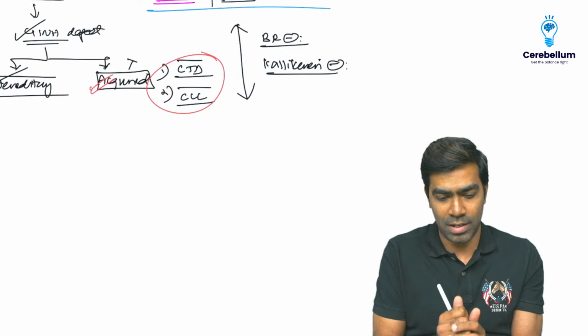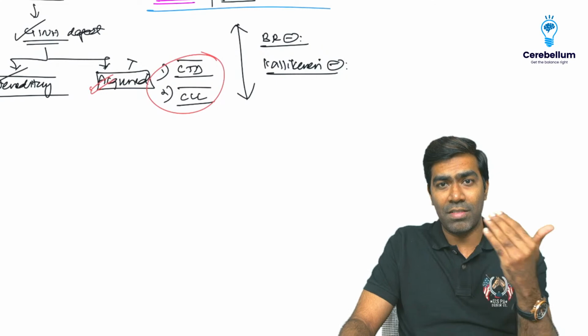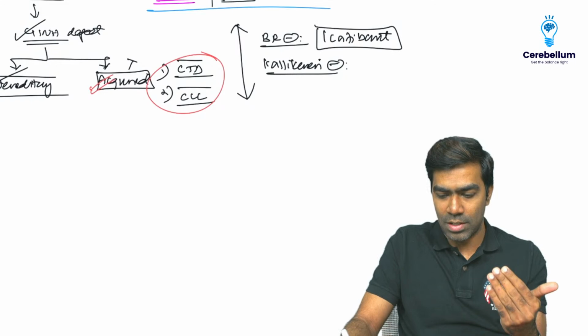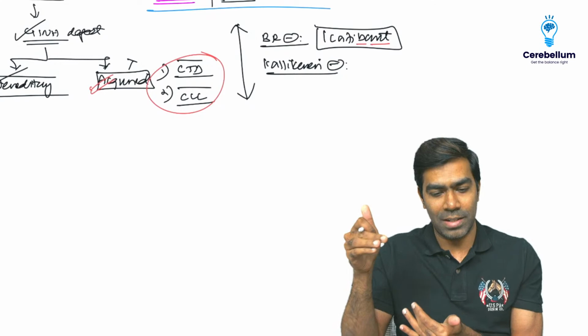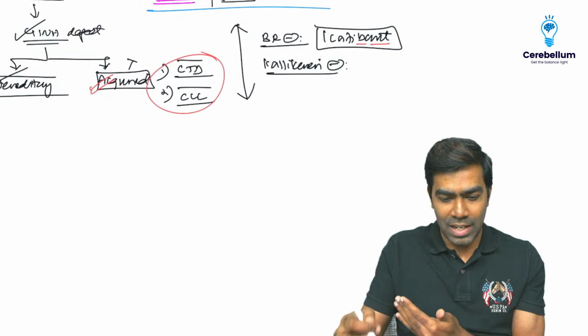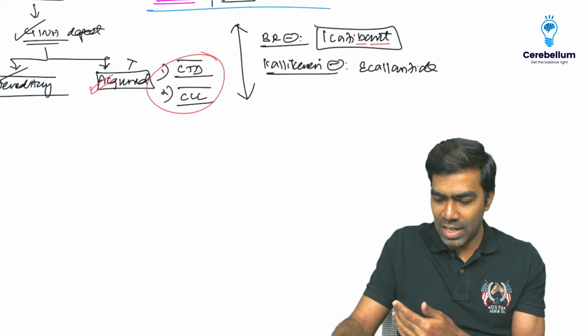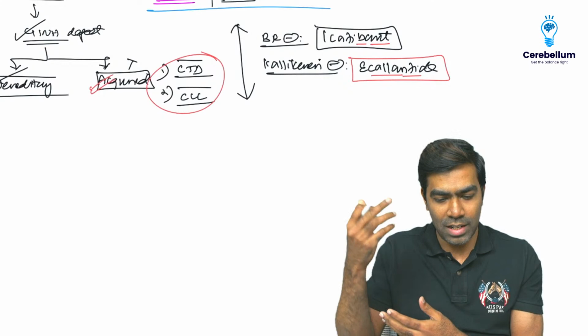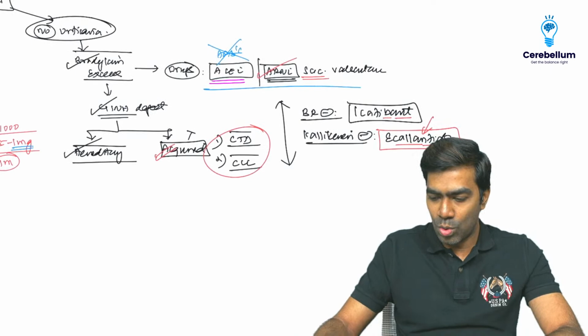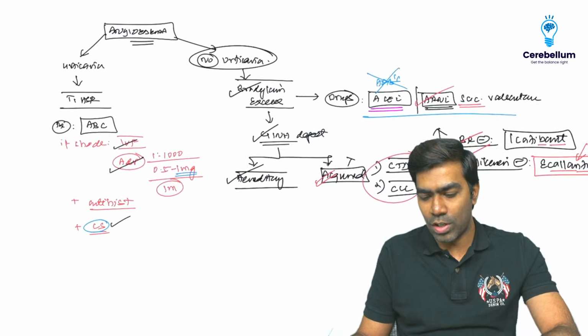So what is a bradykinin receptor inhibitor? We have a drug called icatibant. The name itself says bradykinin antagonist. Second, we have a kallikrein inhibitor that's called ecallantide. Again, the name itself says that it's a kallikrein inhibitor, ecallantide. So these are the two drugs. Trust me, it may be asked in exams. Icatibant, ecallantide. So these are drugs that are going to be useful in the setting of bradykinin excess related angioedema. Hope you all get it.